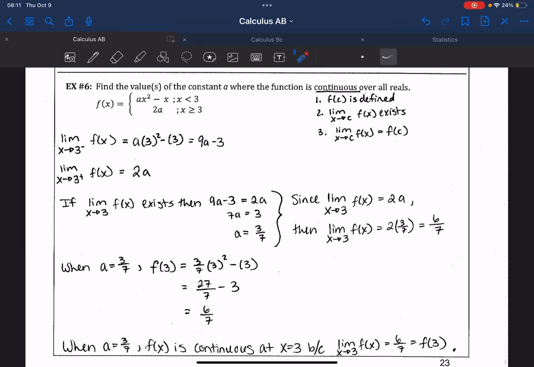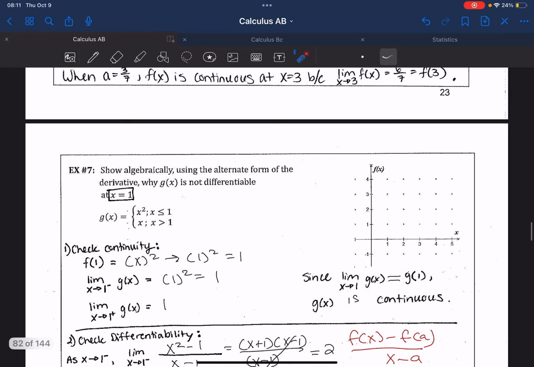So this says when a is equal to 3/7, f of x is continuous at x equals c because the limit as x approaches 3 of f of x is equal to 6/7, which is equal to f of 3. So we're just proving this definition of continuity.